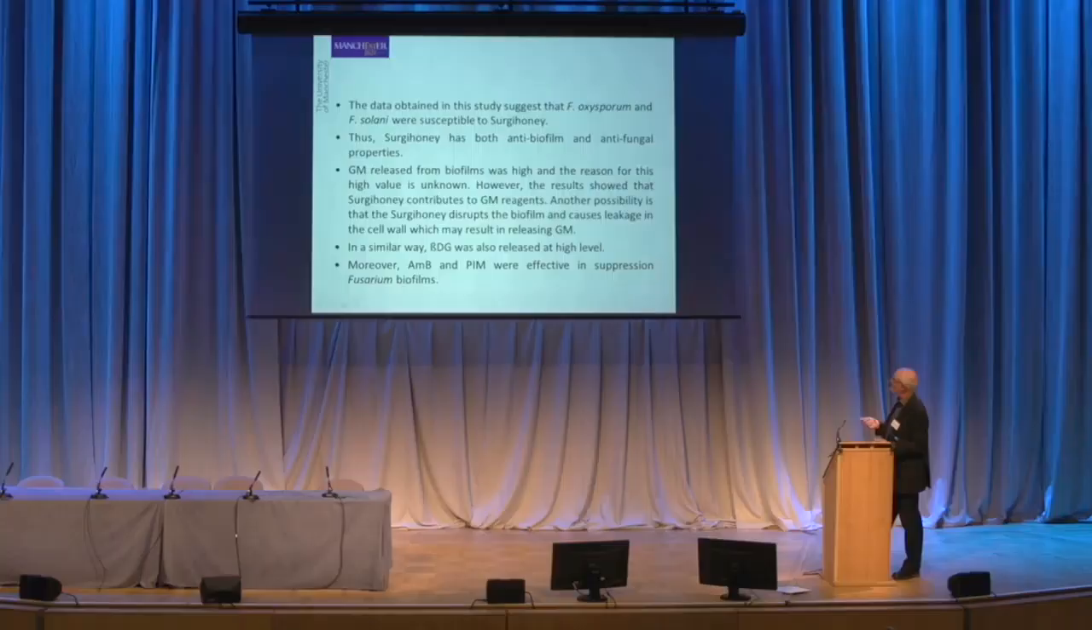Galactomannan release was demonstrated, and this possibly may be an erroneous result because galactomannan is a very common molecule, and it could be present actually in the Surgi honey itself. So that's something else we really have to look at if we're going to carry on using galactomannan release as a mark of cell wall disruption. And also glucan was released at a higher level.